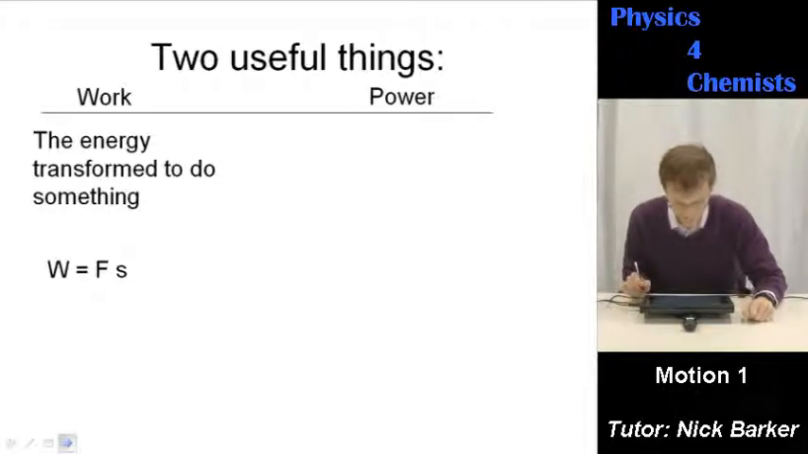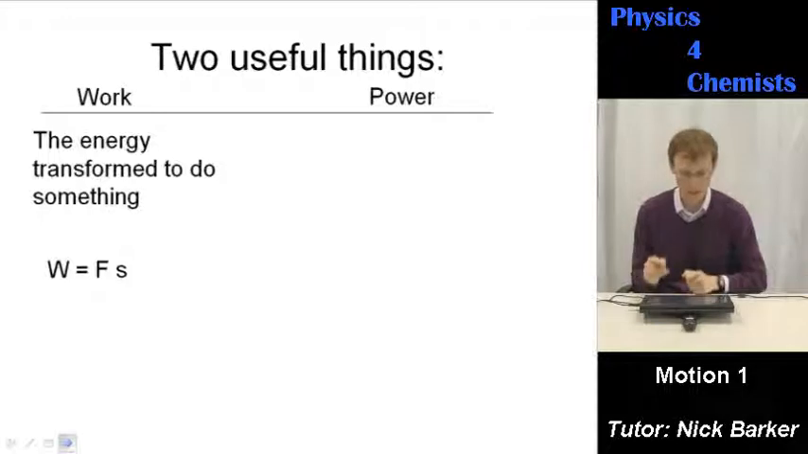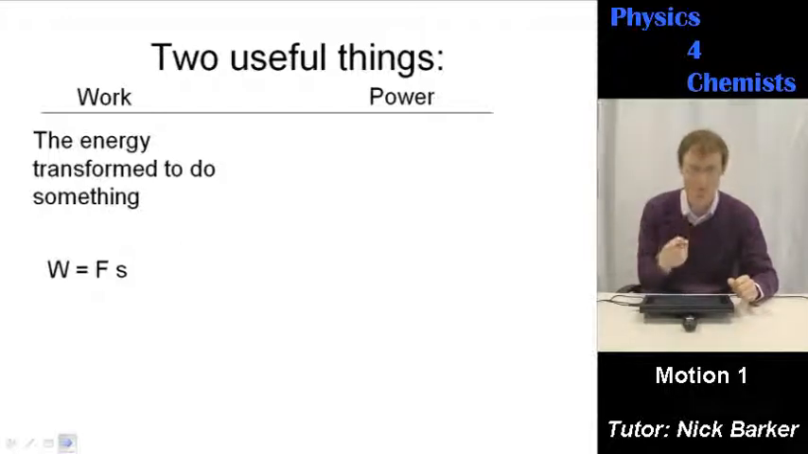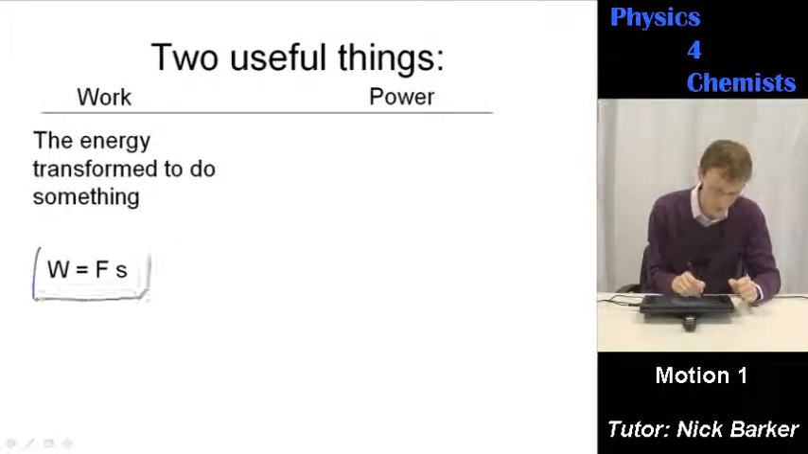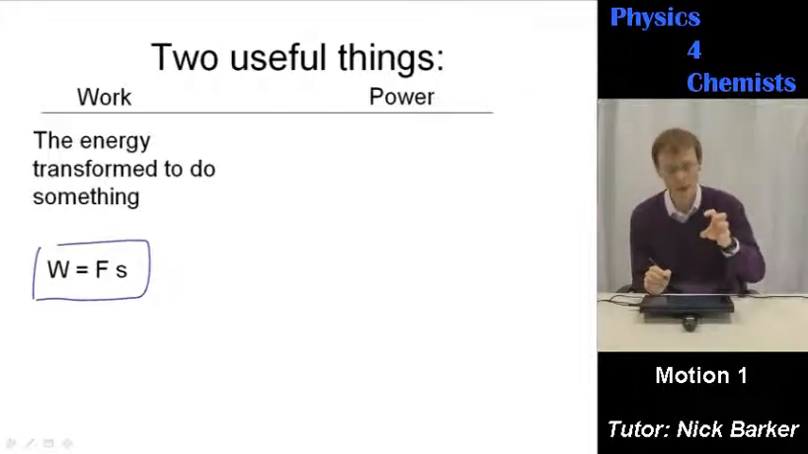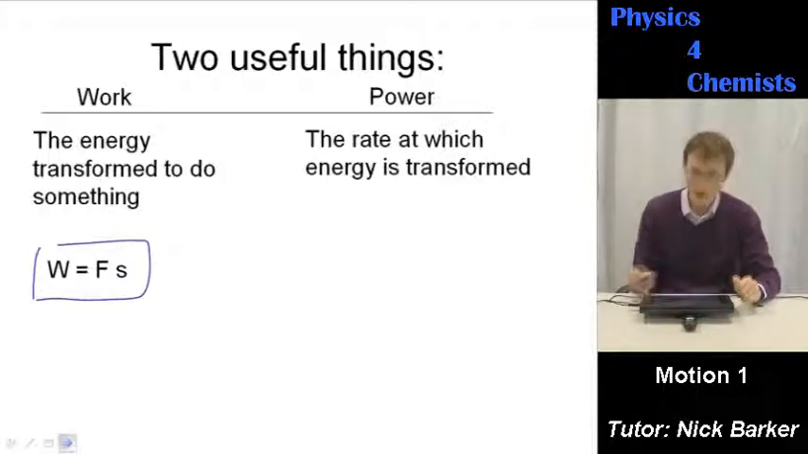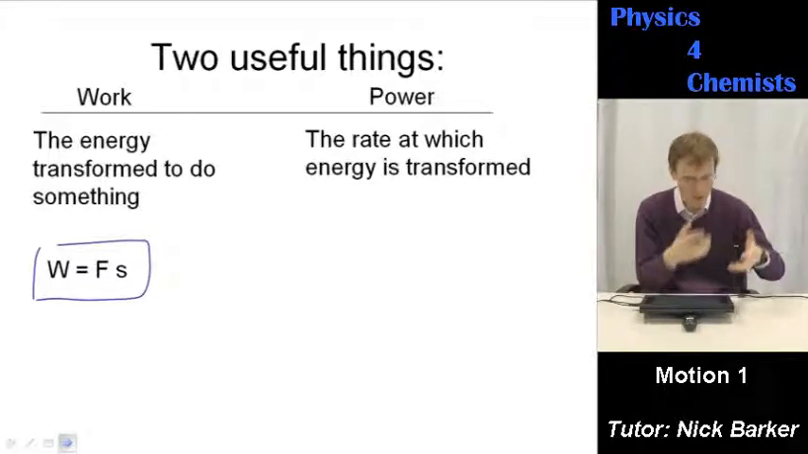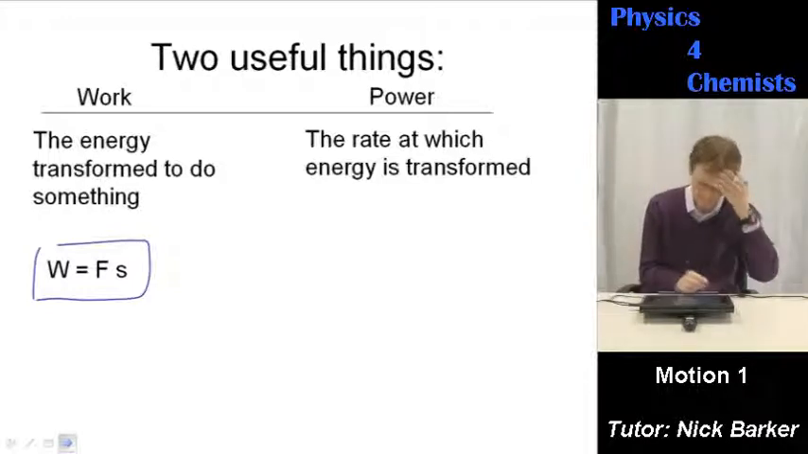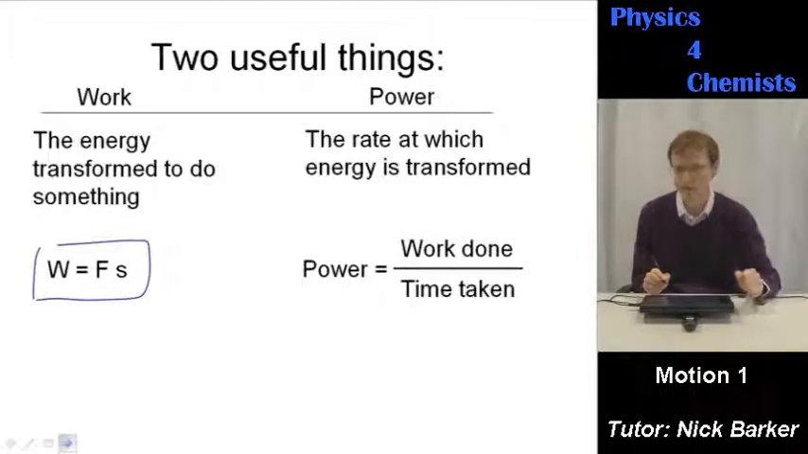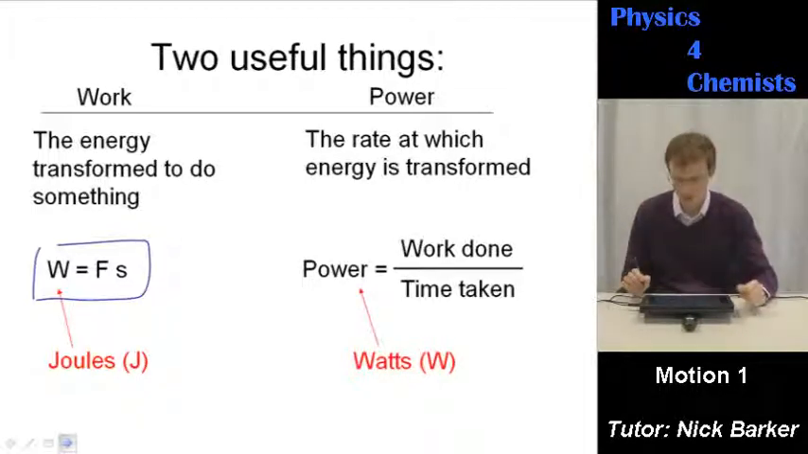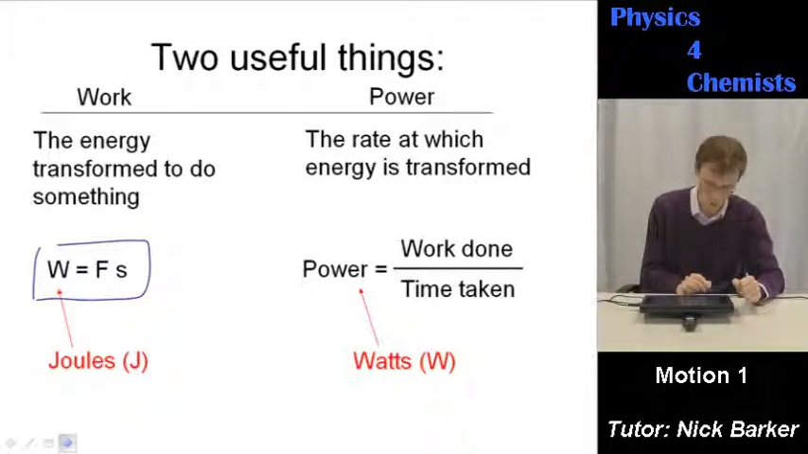Two useful things. People are often confused between the difference between work and power. Work is the energy transformed. Remember, you don't create energy, you don't use up energy. The energy transformed to do something. And the formula that I do suggest you try and learn is that work is equal to the force applied times the distance travelled. Power is slightly different. It's the rate at which energy is transformed. So work is the energy change to do something, and power is all about how quickly that change happens. Power is work done divided by the time taken. Work has units of joules, it's an energy transformation, and power is joules per second, which has the unit watt, James Watt, okay, watts.